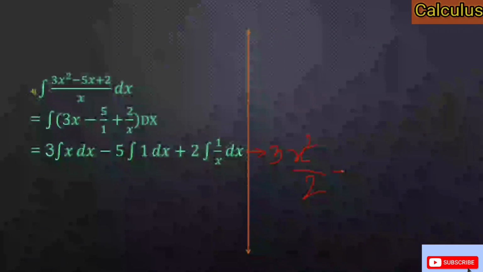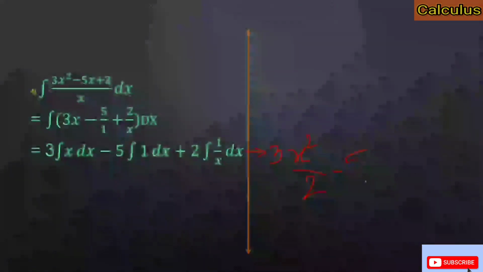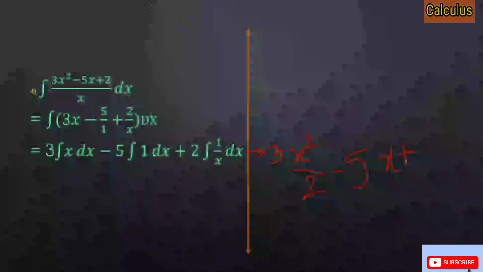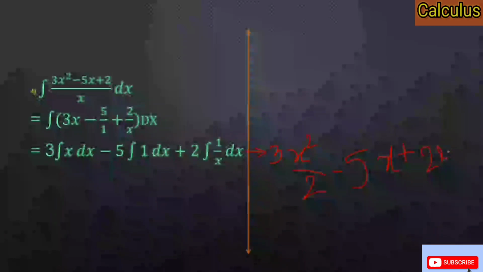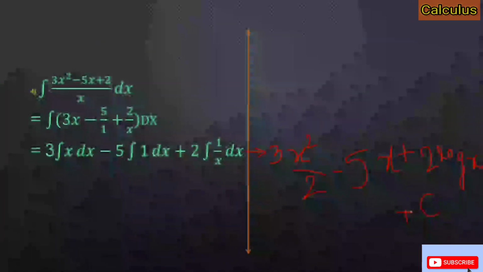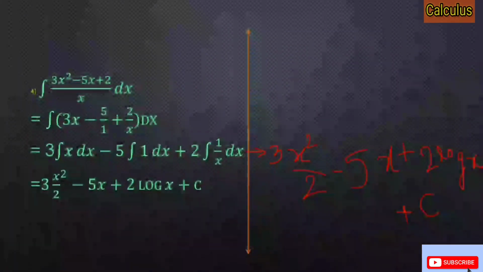Now integration of 1 dx, that is equals to x. Now integration of 1 by x dx, that is equals to log x. So 3x square by 2 minus 5x plus 2 log x plus c is the required answer.